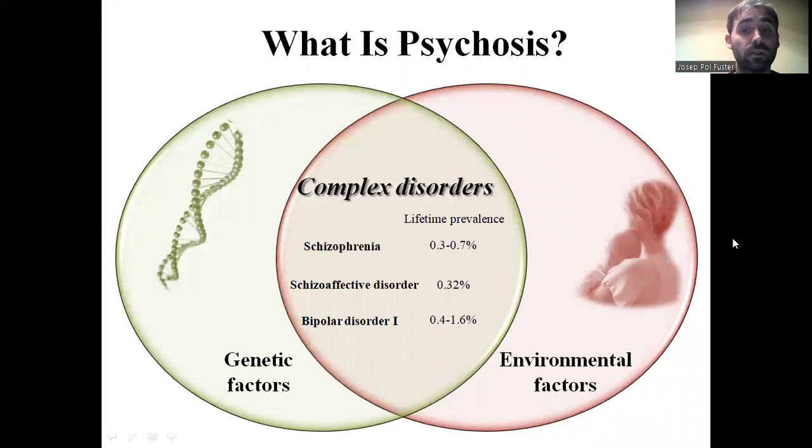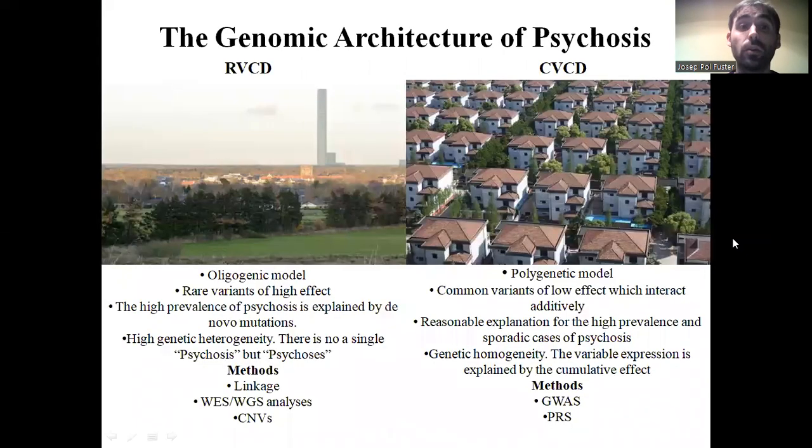This means they are the result of environmental and genetic factors. In fact, we know that schizophrenia and bipolar disorder have the highest heritability estimates among psychiatric disorders. What we still don't specifically know is how this genetic component is defined, or how the genomic architecture of psychosis is defined. And there have traditionally been two different hypotheses. On the one hand, the rare variant common disease hypothesis, and on the other, the common variant common disease hypothesis.